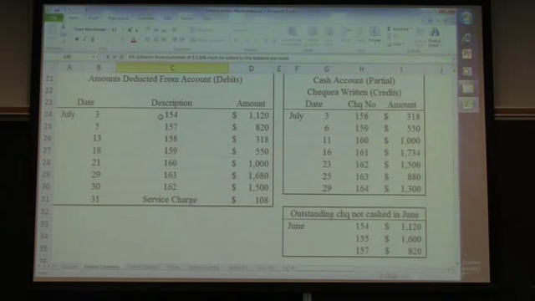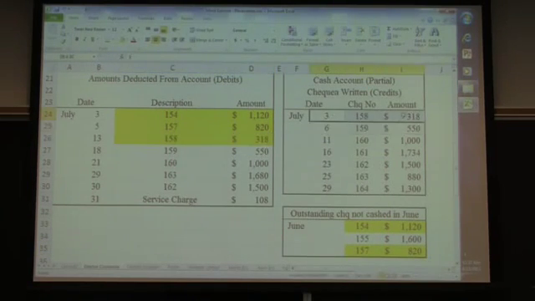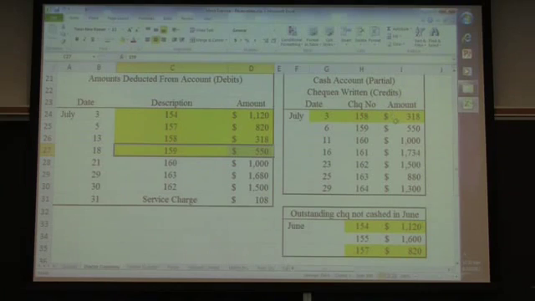So again, we would do a quick reconciliation to find out what has cleared through the bank. We have check 154 of 1120 that has now cleared through the bank. So we can just mark it off here very quickly. And then check 157 has cleared through the bank again here. So we can again mark it off very quickly here. And check 158. Check 159 for $550. Check 160 has also cleared through the bank here.